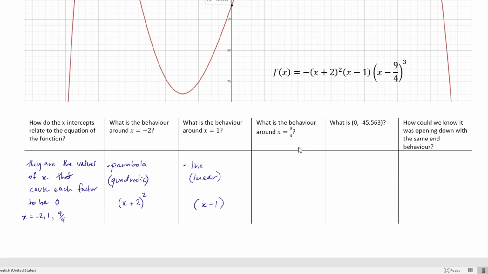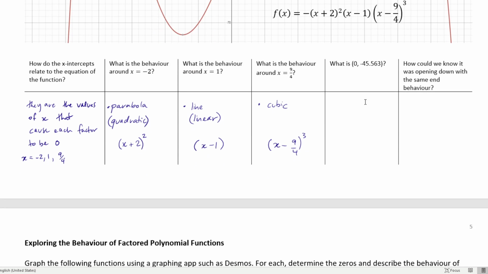And then if we look around this right here, well, we can see that this factor is raised to the power of 3. And so it should behave like a cubic around 9/4. And you may recall, and I'm just going to sketch this out for you, cubics behave like this around their x-intercepts. They come down and make this S turn, and maybe that wasn't the best way to draw it, but they kind of have this S shape around their x-intercepts.